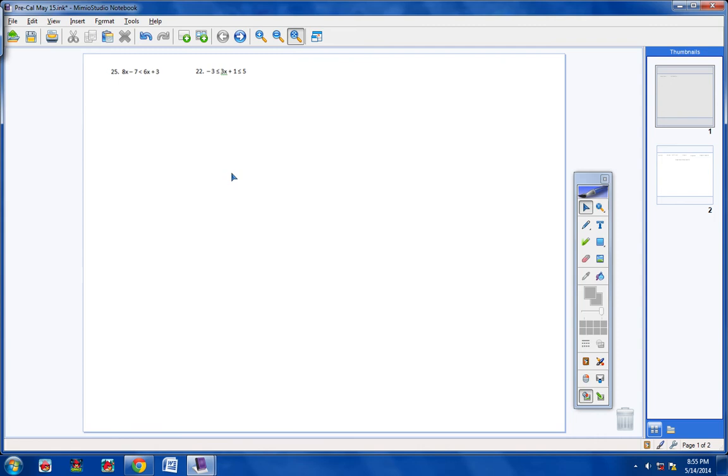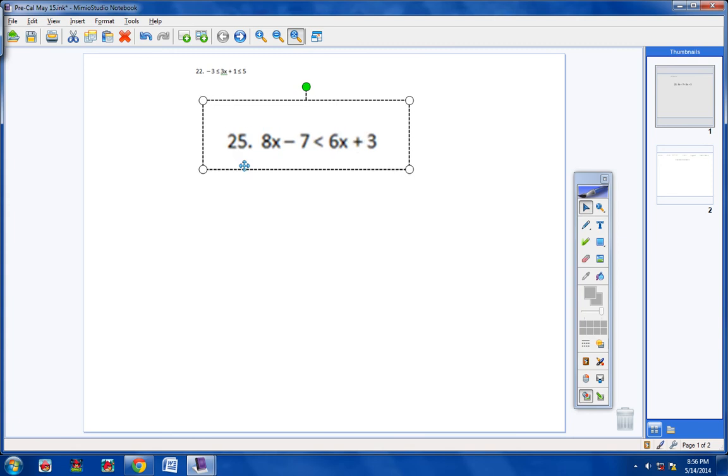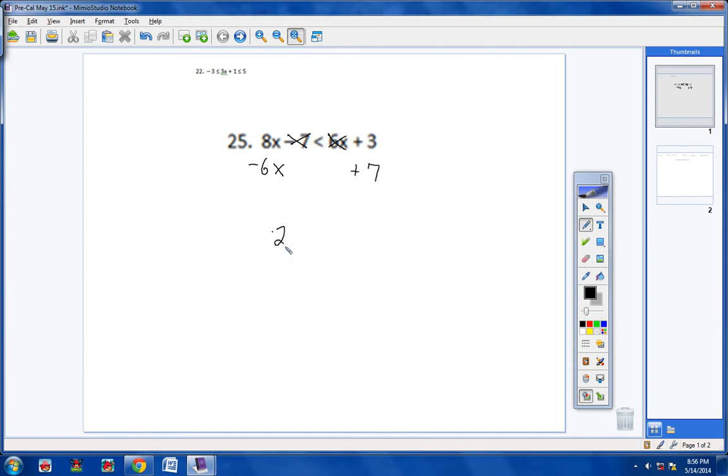All right, now let's just look at a regular good old-fashioned linear inequality. These are easy. Boy, you like these. I mean, this is simple. A linear inequality. We're going to solve for x. So we bring the 6x over, make it a negative 6x. Bring the negative 7 over, make it a positive 7. 8x minus 6x is 2x. Less than, bring down your less than symbol. And 3 plus 7 is 10. And now divide both sides by 2.